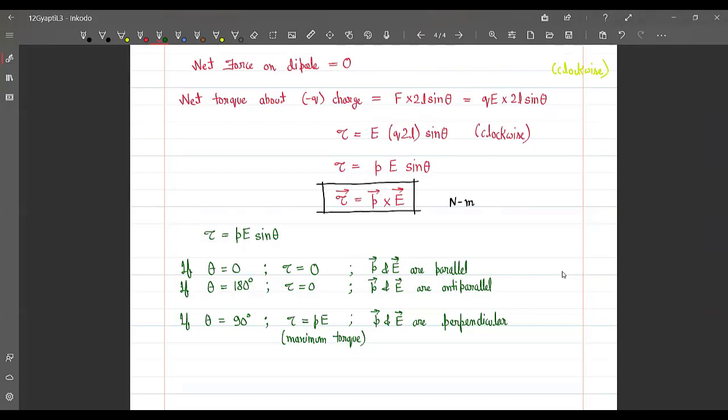Sir, if theta is 180 degrees, then P and E are in opposite directions. Yeah. The P vector is like this, and the E vector could be like this.